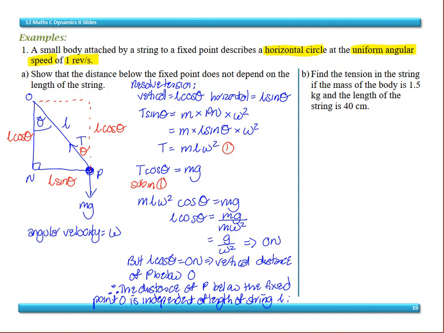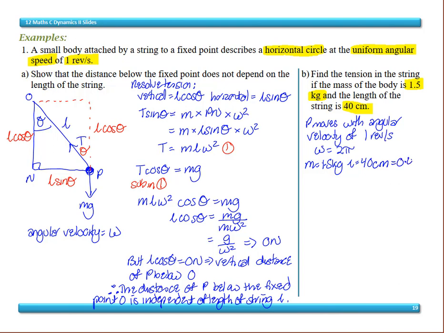Okay, next: find the tension in the string if the mass of the body is 1.5 kilograms and the length of the string is 40 centimeters. So P moves with angular velocity of 1 rev per second, which is given in the question. So omega equals 2 pi, because that's our circumference. Our m equals 1.5 kilograms. Our L equals 40 centimeters, which is 0.4 meters.